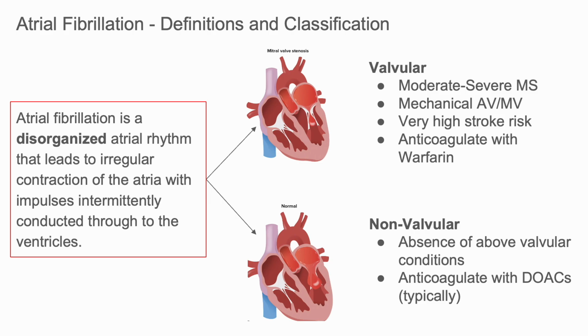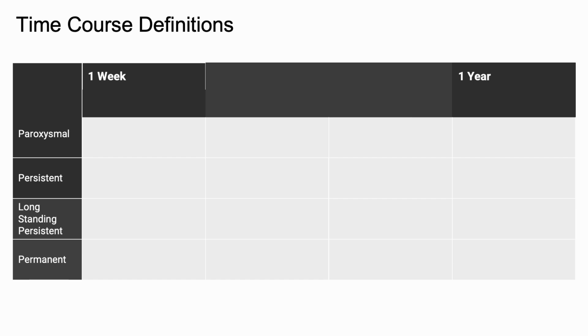Another population to consider is those with recent bioprosthetic valve placement in Afib, who follow a different set of rules for anticoagulation in the first 3 to 6 months following implantation. The other way you are likely to see Afib categorized is by time course definitions, which are outlined below.